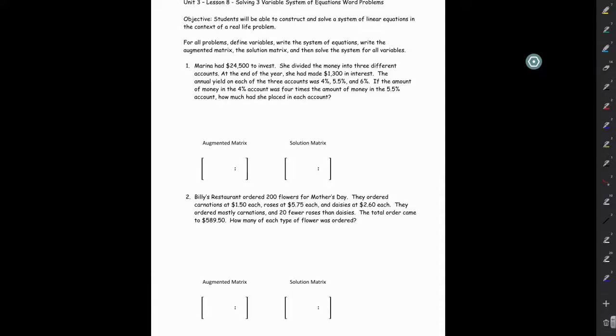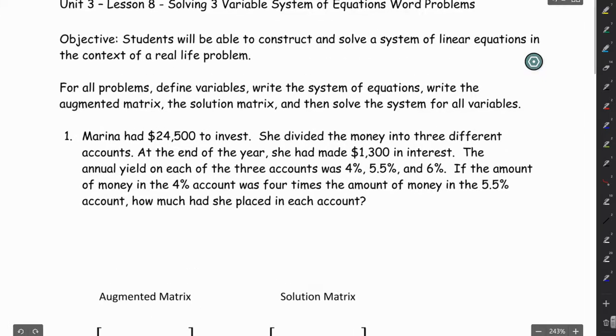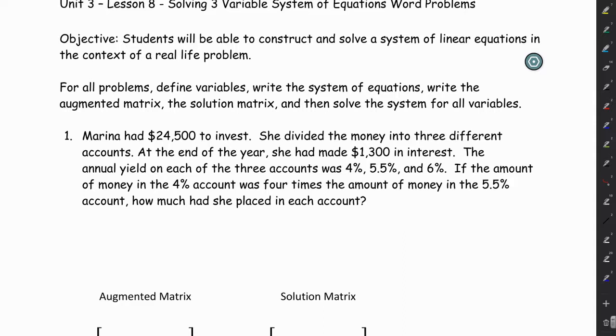Hi everyone, in this lesson we're going to construct and solve a system of linear equations in the context of a real life problem. And for all the problems, I'm asking you to define the variables, write the system of equations, write the augmented matrix, the solution matrix, and then solve the system for all the variables. So let's look at the first problem.